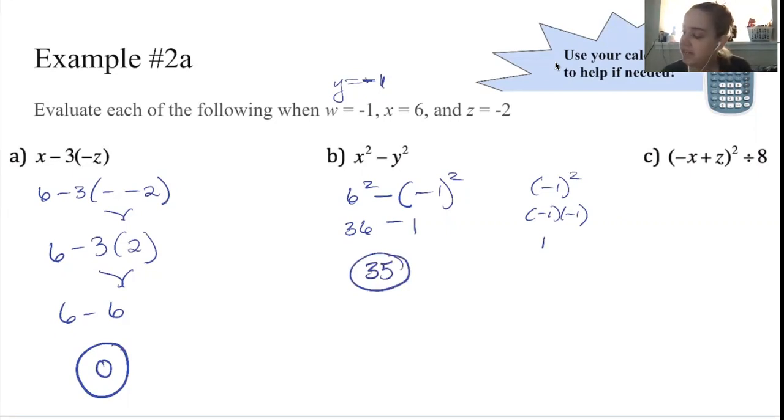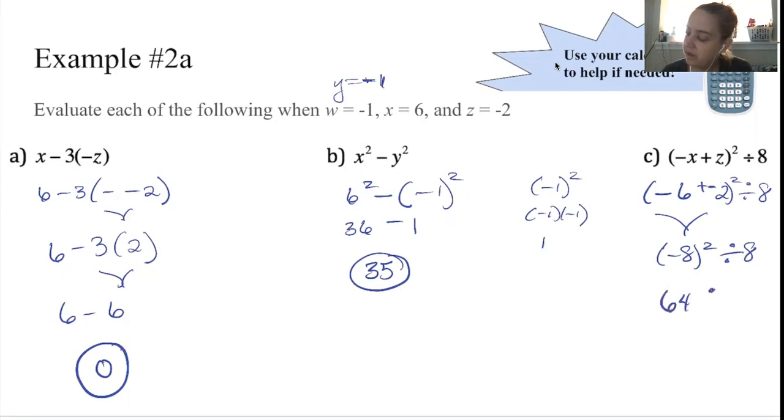For letter C, I have a negative x, so a negative 6 plus z, which is a negative 2 squared, divided by 8. Inside my parentheses, negative 6 plus negative 2 is negative 8 squared divided by 8. Negative 8 squared is going to be a positive 64, divided by 8. 64 divided by 8 is 8.